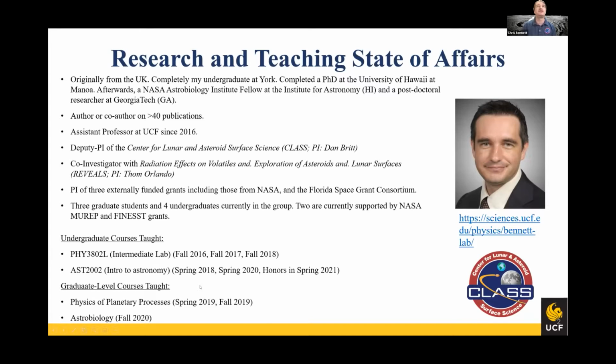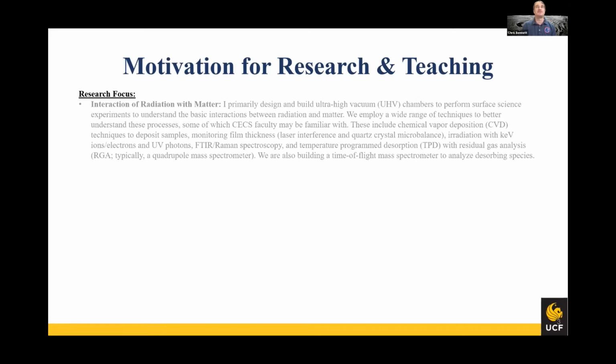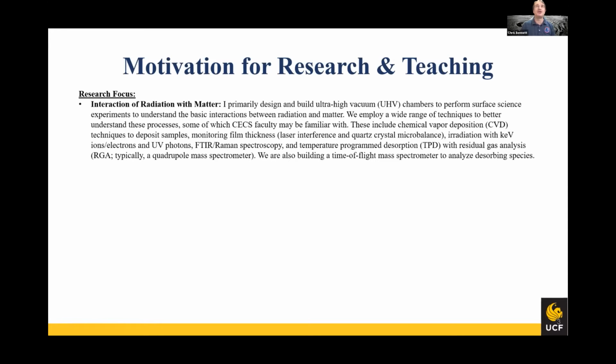So my main research, as I've mentioned, may sound a little bit out there, but what we're trying to do is simulate the interaction of radiation with matter in space. A lot of this requires building ultra-high vacuum chambers. In general, I've outlined a few different techniques that some of you may be familiar with. Chemical vapor deposition is something that some of you might use, and we use that to prepare thin layers of ices. We use various techniques to monitor how thick our ices are. We then irradiate them with either electrons or UV photons.